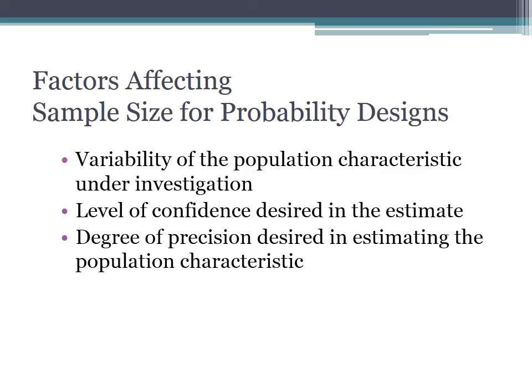And then the last one here is the degree of precision desired in estimating the population characteristic. So precision is the acceptable amount of error in the sample estimate. If we're doing a 7-point scale of how likely someone is to return to Panda Express in the Student Center, are we going to allow plus or minus 1 on the scale? The more precise we want to be, the larger the sample size we need. So the more precise we want our findings to be, the larger the sample size we're going to need.